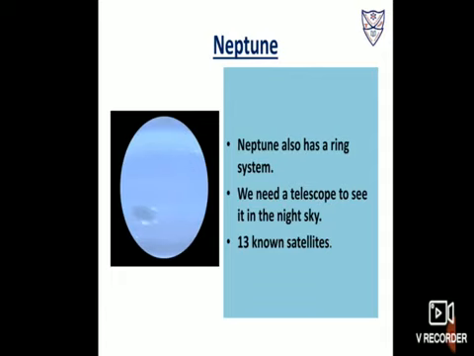Now Neptune also has a ring system. We need a telescope to see it in the night. It has 13 known satellites.